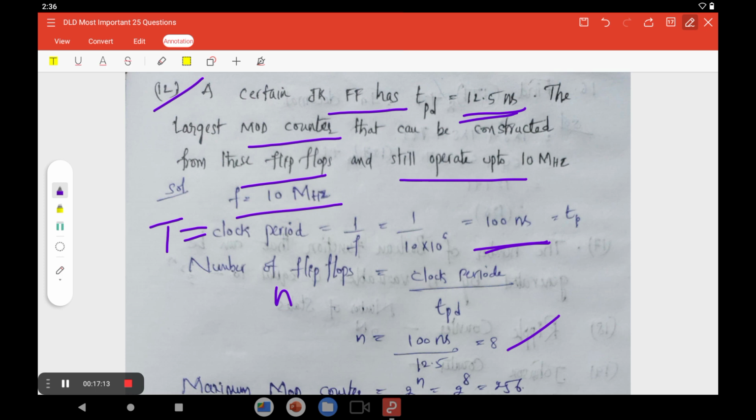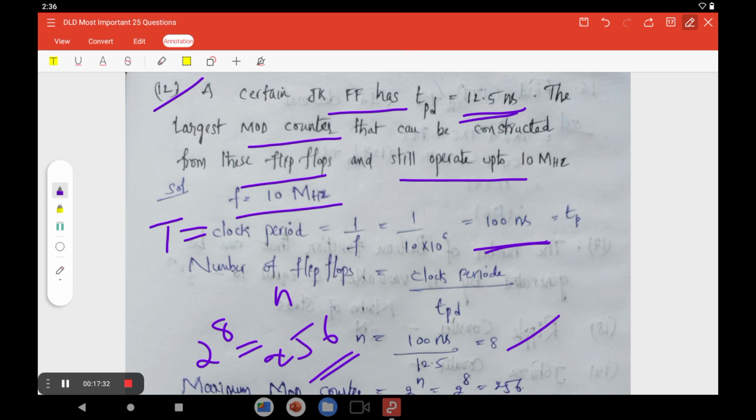If you know the number of flip flops, obviously the maximum number of states, or mod of the count, is equal to 2 power 8. Therefore, 2 power 8 is equal to 256. Therefore, the mod of the counter is equal to 256 only. So that is a very simple answer for this question also.